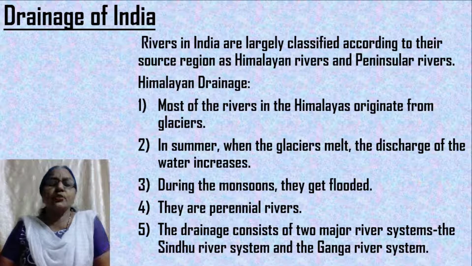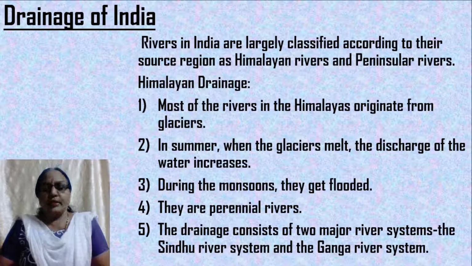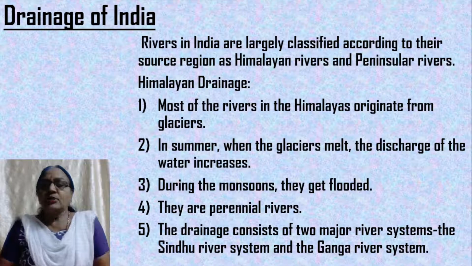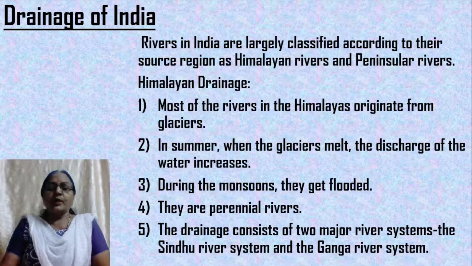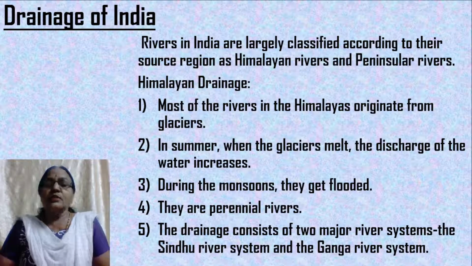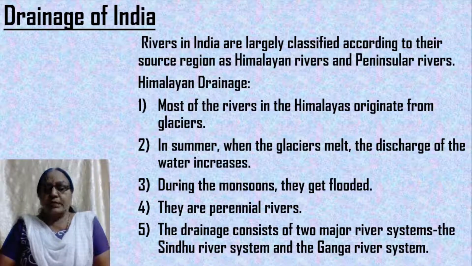Now, let's come to drainage of India. As I told you, rivers in India are classified into two types: the Himalayan rivers and the peninsular rivers. Himalayan rivers are also called North Indian rivers. Why are they known as Himalayan rivers? Because they have their source in the Himalayas. They originate from glaciers.